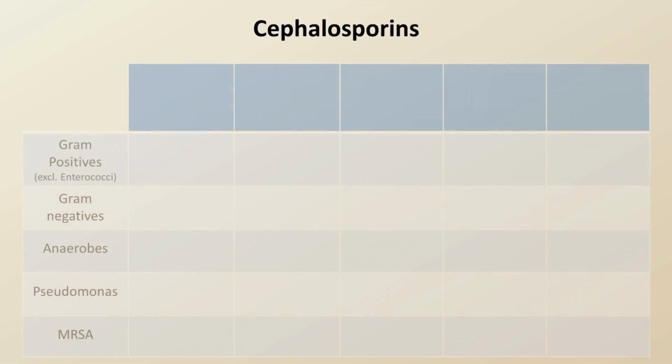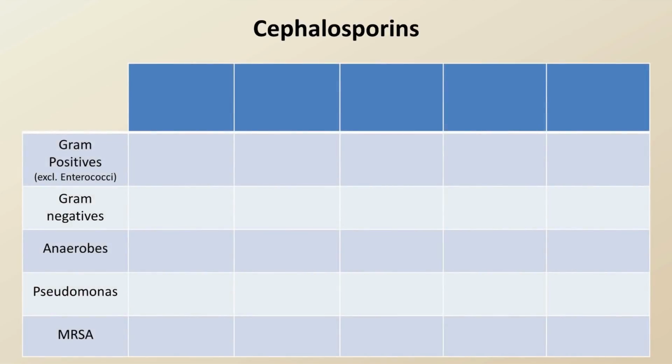The next class of drugs are the cephalosporins. As I mentioned a minute ago, the cephalosporins have 5 generations which closely correlate to their spectrum of activity. You'll notice that the gram-positive row here explicitly excludes enterococci, which is because no cephalosporins have any enterococcal coverage at all. First generation cephalosporins have excellent gram-positive coverage and fair gram-negative coverage.